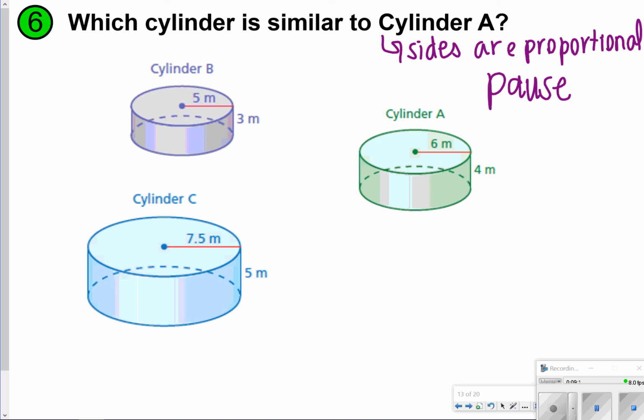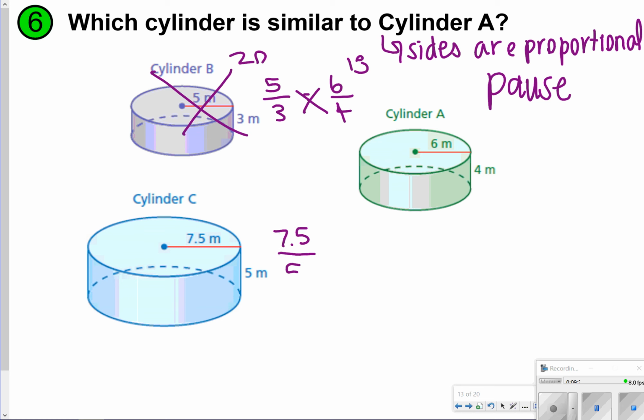Alright, so if I know you got a chance to try it, what I did here is I just set up a proportion. For cylinder B, I said 5 over 3 is equal to 6 over 4, and I cross multiplied. 5 times 4 is 20, and 3 times 6 is 18. This is not going to be so similar. Then I tried cylinder C. 7.5 to 5 is equal to 6 to 4. Cross multiplying, 7.5 times 4 is 30, and so is 5 times 6. So we're going to say cylinder C is similar because their sides are proportional.